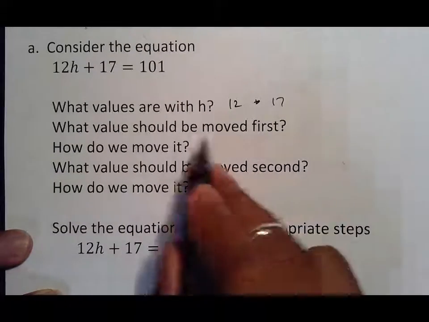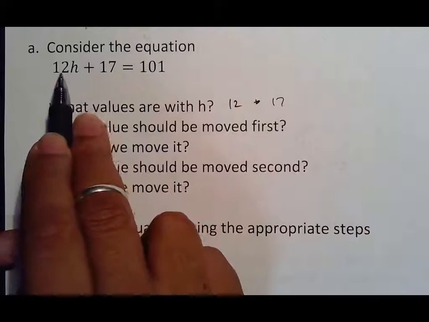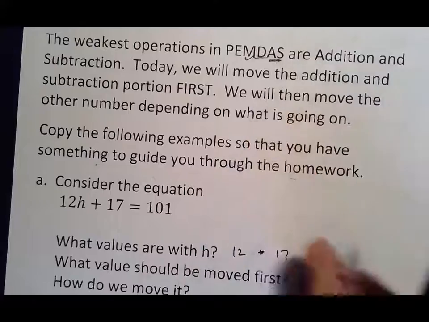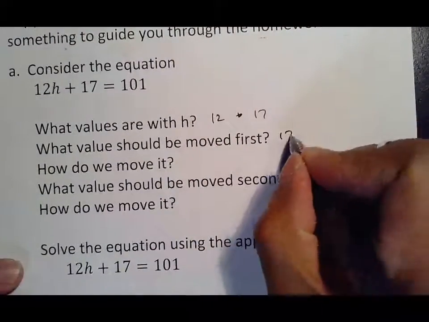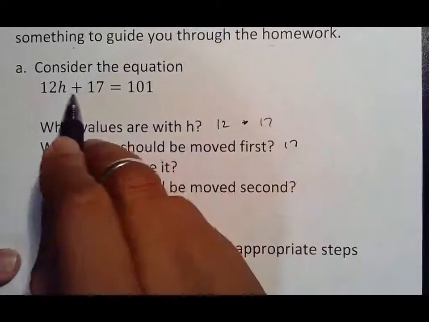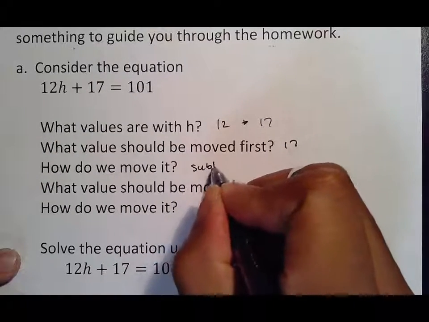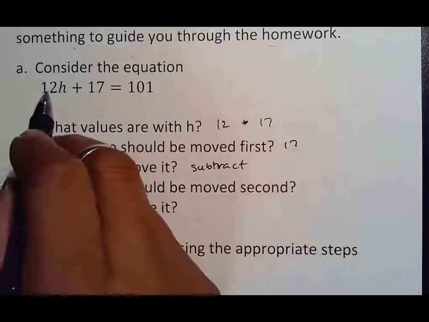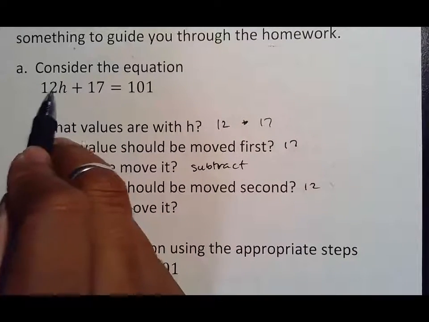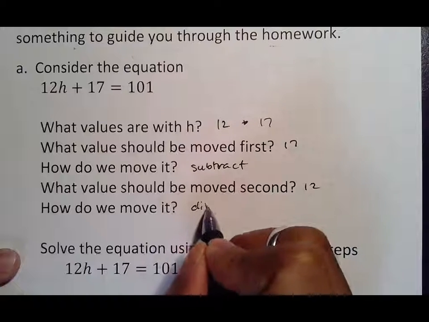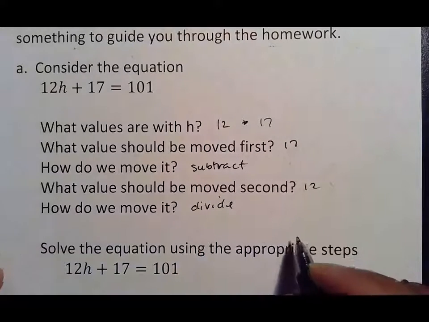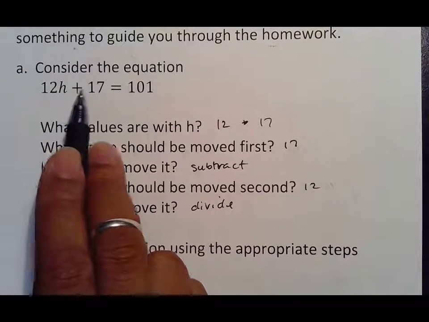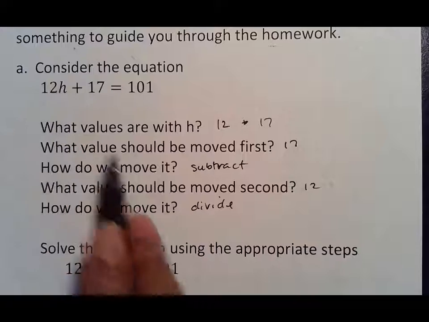What value should be moved first? This is where you must look at these two things and say this is multiplication, this is addition. Remember, addition and subtraction are the weakest, so we are going to move the 17 first. How do we move this 17? That 17 is being added, so we will subtract it. What value should be moved second? Obviously it will be the 12. The 12 and the h are being multiplied, so we are going to divide. Those are 2 separate things attached to h, and each one is different. This is h plus 17, so we subtract. This is 12 times h, so we divide.